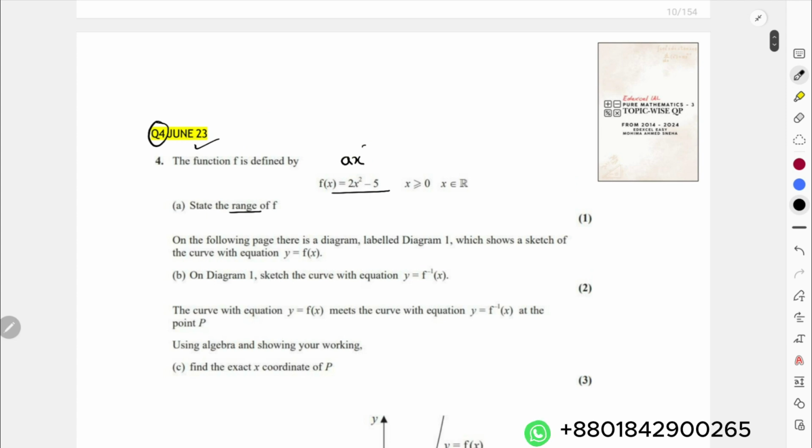This is in the format of ax squared plus c, where c is actually the y coordinate of the turning point. So we get the coordinate, which is minus 5, and this is again a positive coefficient of x squared. That means this is a happy shaped graph. Happy shaped graphs always have a minimum point, right? So we get the range as f of x greater than or equal to minus 5, right?